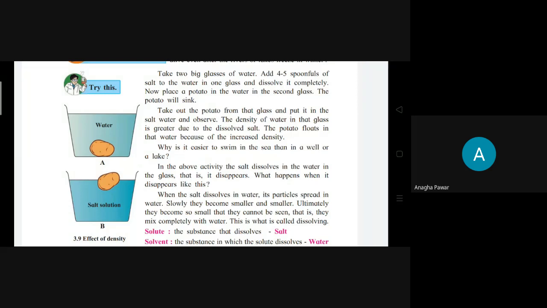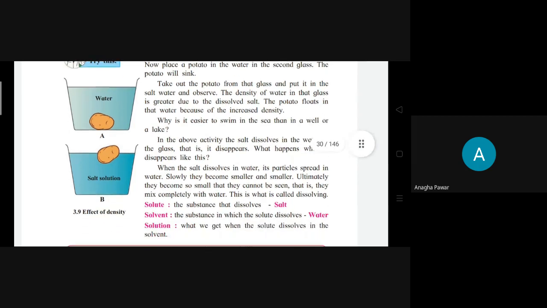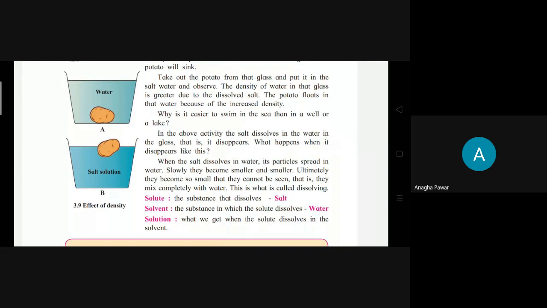We have put potato in clear water and in a salt solution also. So what we have found out from that is the density of water in that glass is greater due to the dissolved salt. When the salt solution is more dense than the normal water, the potato floats in that water because of the increased density.